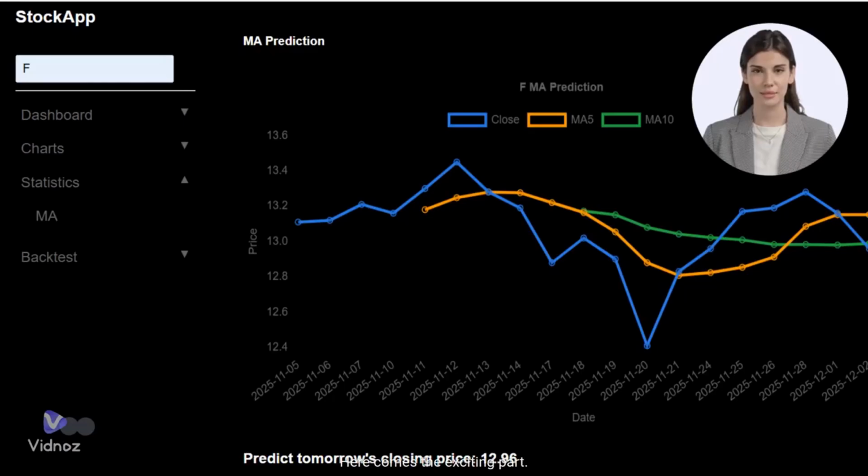Here comes the exciting part. Right below the chart, you'll see a highlighted message showing, predict tomorrow's closing price, 12.96. This isn't a random guess.